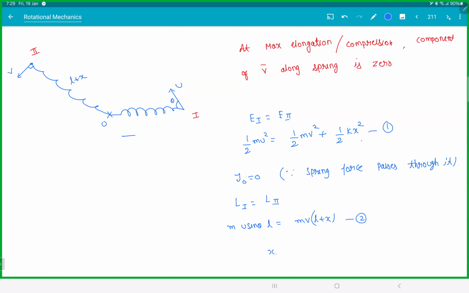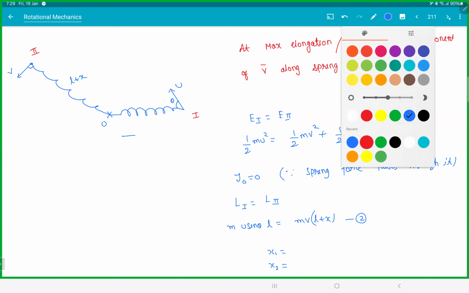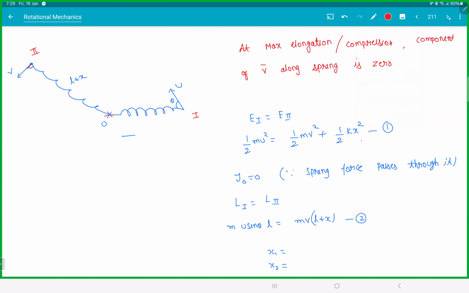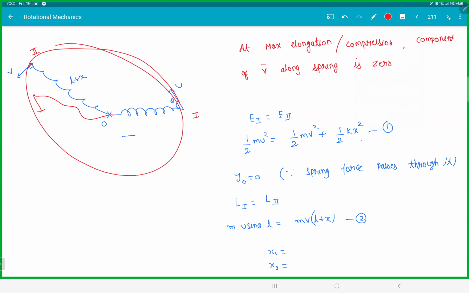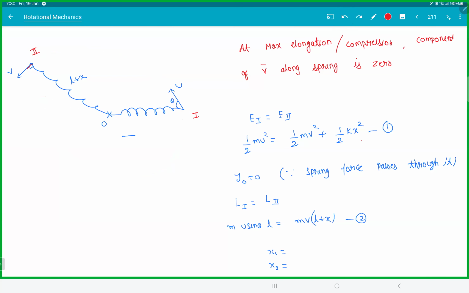You'll get two answers for x. One is compression, one is elongation. It will not give a circular motion. What will happen after this point? After this point, the spring will again come inside, isn't it? The spring is pulling inside, right? So this motion will be like it is pulling and going, and it's not a circle. It is some weird path. It's not any standard trajectory that we know of. We can't solve that. We don't know what it is.